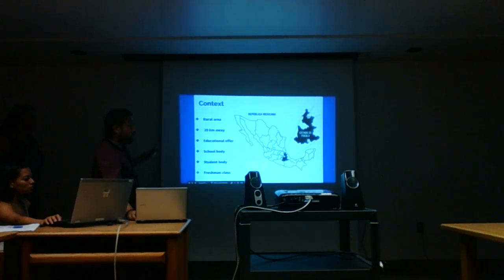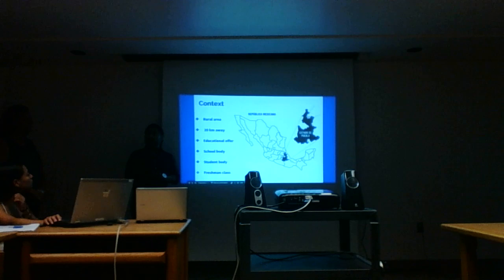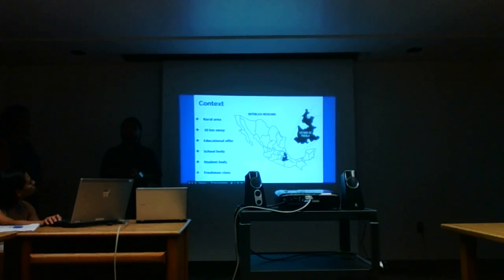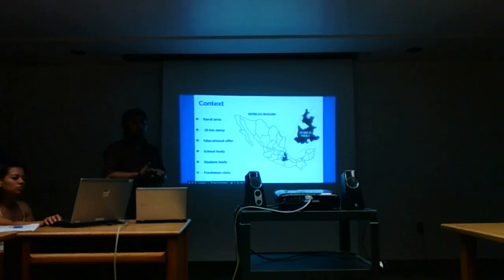The school we will talk about is located about 20 kilometers away from the main city, which is Puebla City. The place is called Santa Clara Coyucan. This is a very rural and poor area. The educational offer in the municipality is only three kindergarten schools, three elementary schools, one secondary school, and only one high school, which is where I worked, and is the context we're talking about for this presentation.